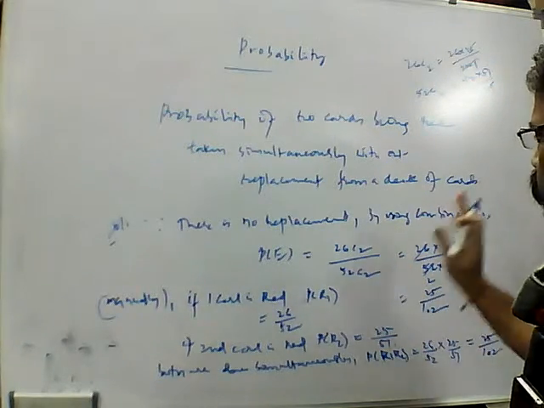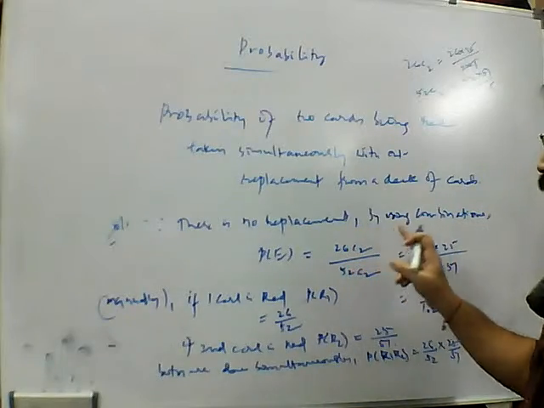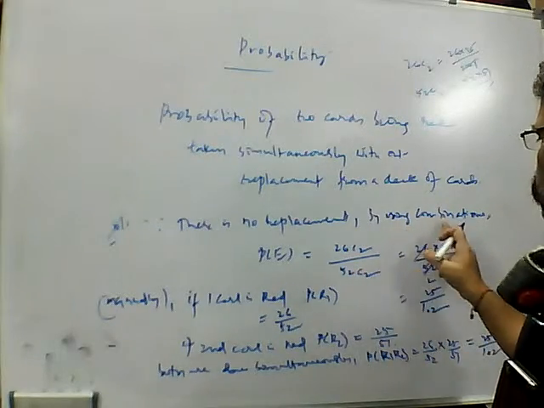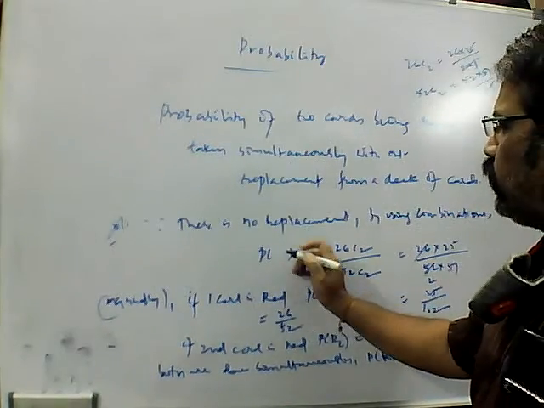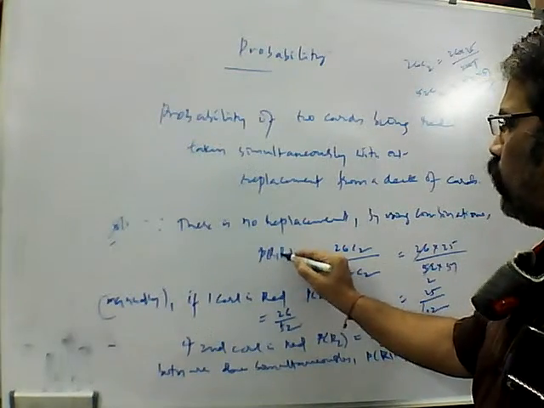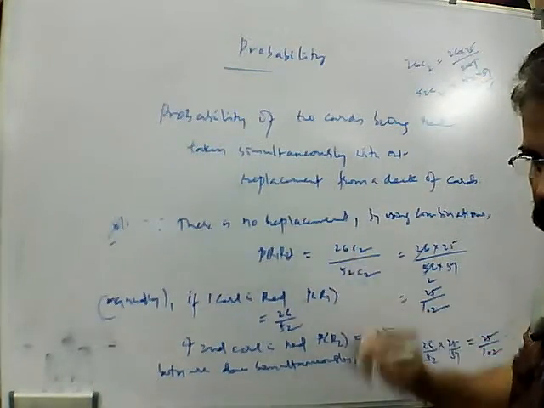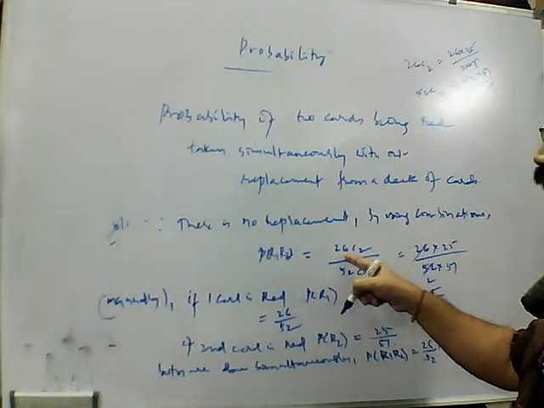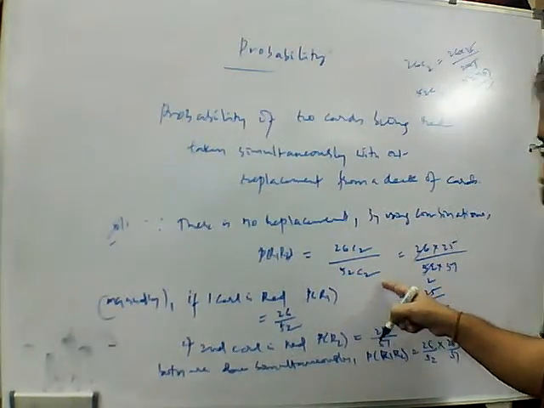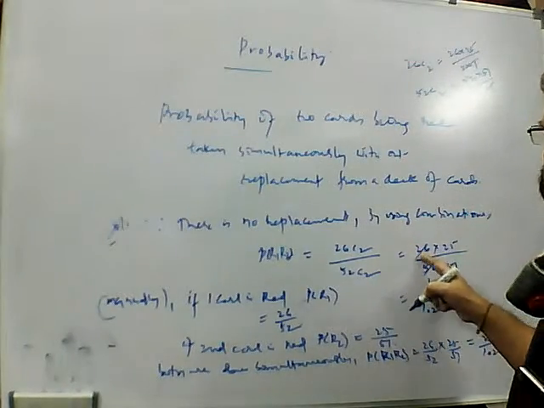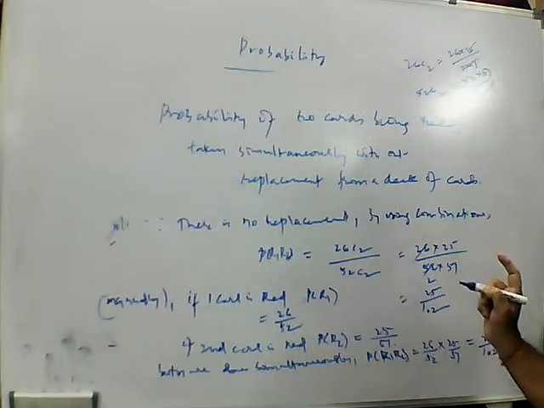So what we did by using the combination: 2 cards, there is no replacement. So by using the combinations, the probability of red 1, red 2, I can take R1, R2 here, because both cards are red. So R1 intersection R2 you can write, R1, R2 also you can write. Total red cards are 26, and 2 are taken out of 52. This is the total possible, and this is favorable. So 26 into 25 by 52 into 51.